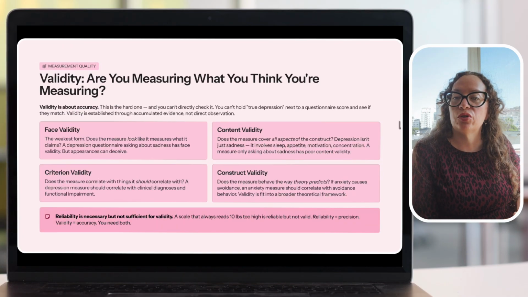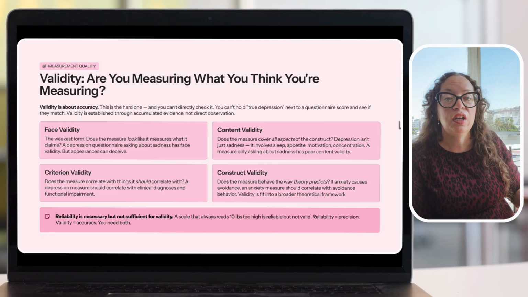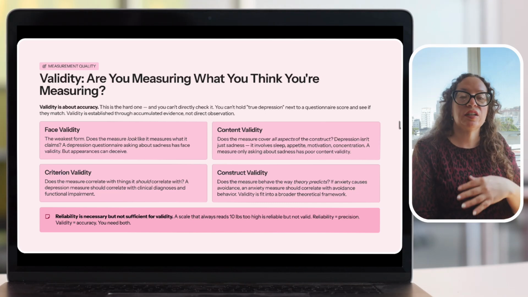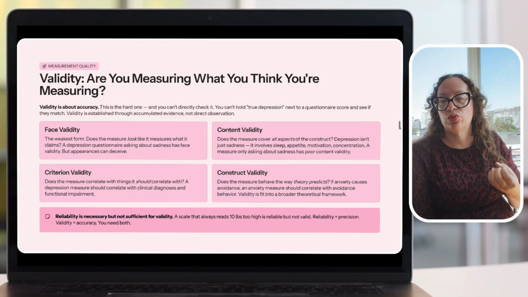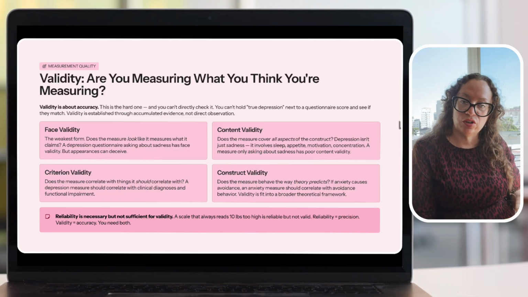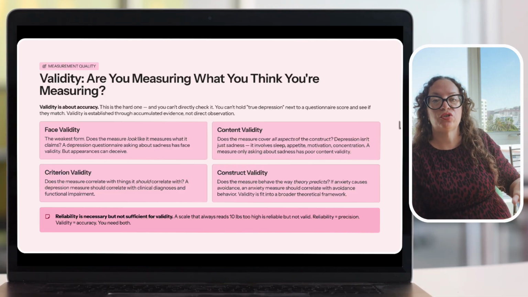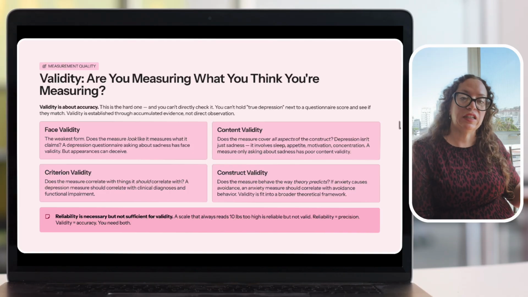Think about a bathroom scale that always reads 10 pounds too high. It's reliable, step on it repeatedly, get the same reading, but it is not valid. The reading doesn't reflect your true weight. So reliability tells you your measure is consistent. It doesn't tell you your measure is accurate. For that, you need validity.